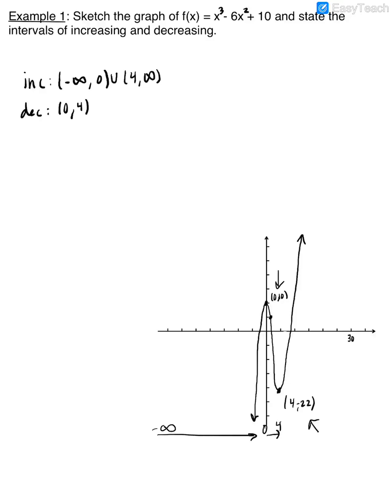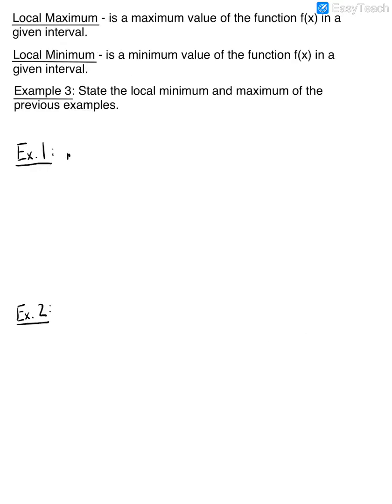Okay, so for our first example, your min would be at 4, negative 22, and your max would be at 0, 10. Now I'm just going to write these as ordered pairs. I know the book and the answer keys will say minimum of negative 22 at x equals 4, but that's a lot of writing when you could say the same thing with an ordered pair. So I would probably ask you to write an ordered pair for these.